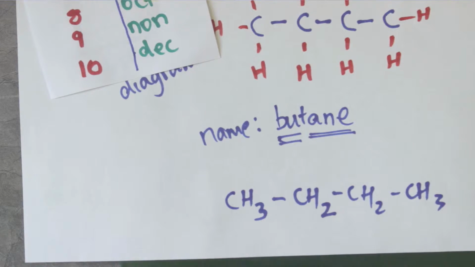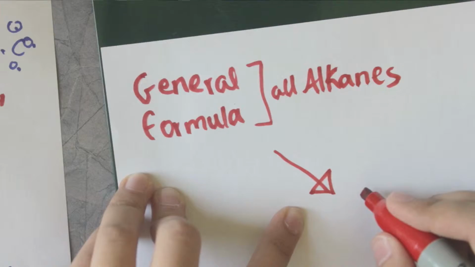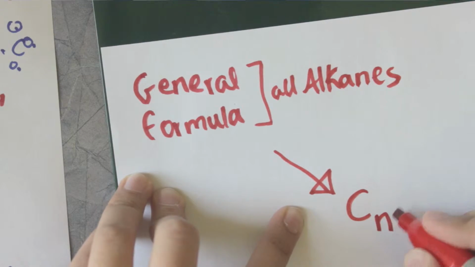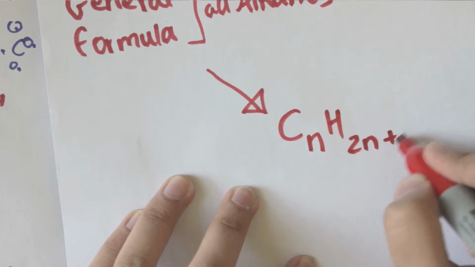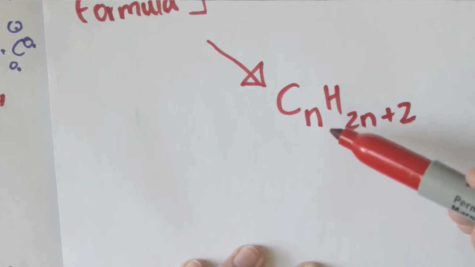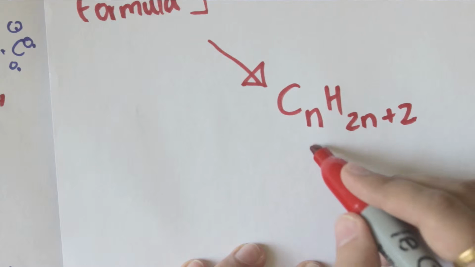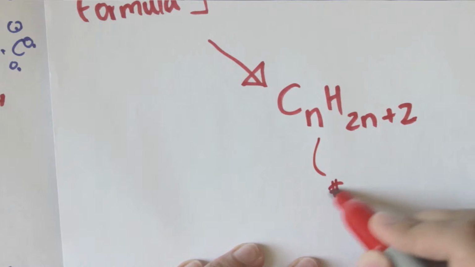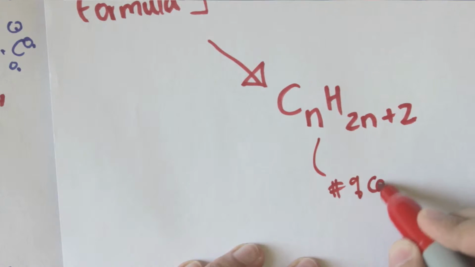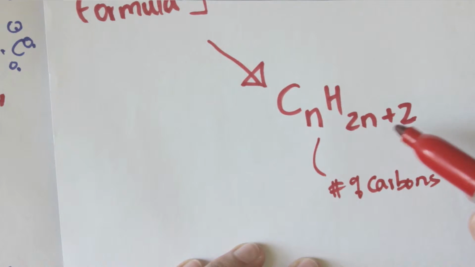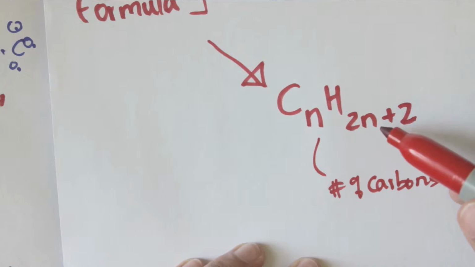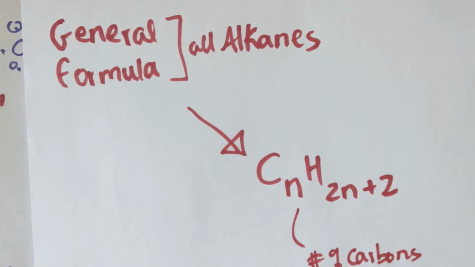The general formula for all alkanes when you name them is CnH2n+2. Cn means the number of carbon atoms. This n is talking about the number of carbons. And then the hydrogens are 2n plus 2, so 2 times the number of carbons you have plus 2. I'm going to look at some examples to illustrate different ways of naming alkanes.